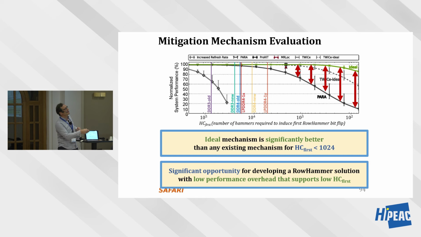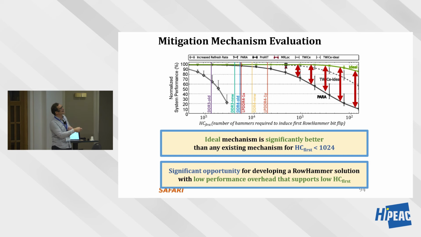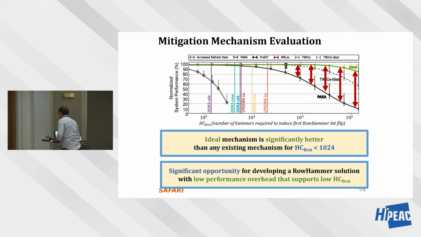These are real measurements, these bars over here. And at some point, if the number is 1, every activation causes a bit flip. Right? That's not good. We don't want to be in that regime. And these are the different solutions. As you can see, let me see over here. This is the increased refresh rate. And this y-axis is the normalized system performance overhead. 100 is no performance overhead. 0 is you don't make progress because you keep fixing Rowhammer. And increased refresh rate gets you closer to 0 very quickly.